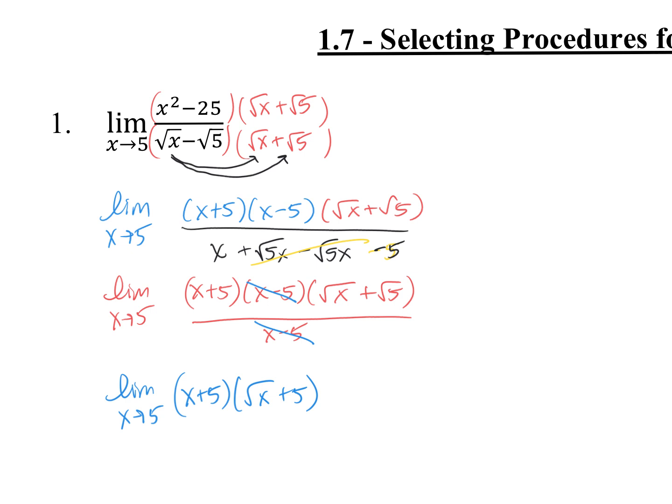So then he says, oh, thank you, buddy. Since I've canceled stuff out, I'm going to plug that back in. And when I plug in a 5 there, I'd get 5 plus 5 is 10 times root 5 plus root 5. Could I end there? Could I have ended here? Oops, root 5 plus root 5.